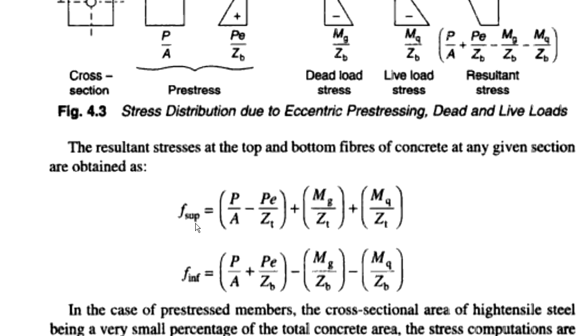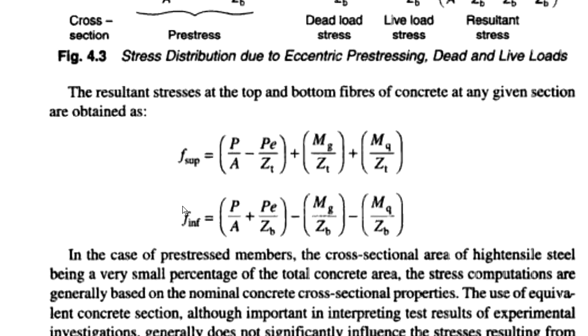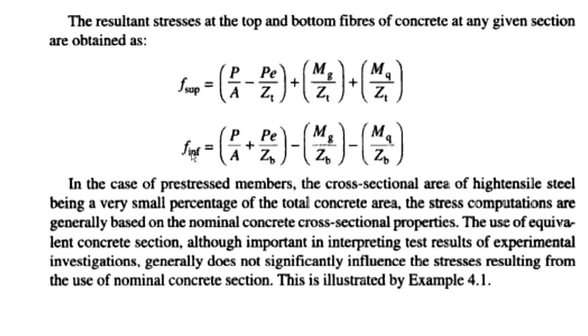So F superior means at topmost fiber, F inferior means at bottommost fiber. So P divided by A minus PE divided by ZT plus mg divided by ZT plus mq divided by ZT is going to give us the stresses at topmost fiber. Similarly, this formula is going to give us the stresses at bottommost fiber at any section.